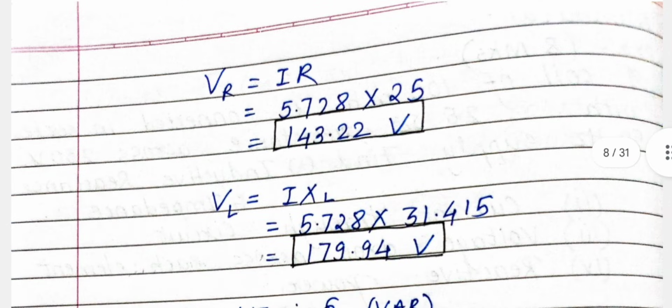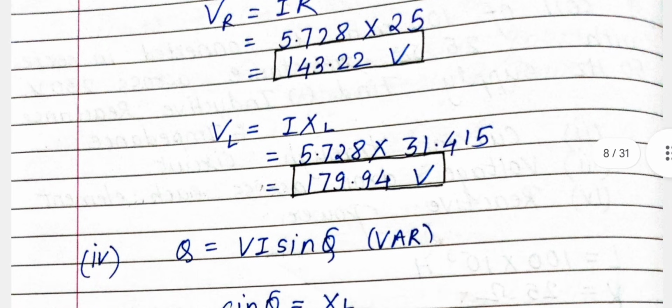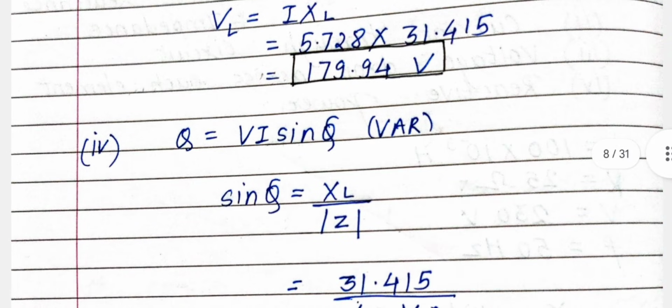See, what is VR? We all know. In case of VR you have to use the formula I into R, and in case of VL you have to use the formula I into XL. Just by putting the values, as we all know what is current and resistance in this case, we will get 143.22 volt as the voltage across resistance, and voltage across inductance is nothing but 179.94 volt.